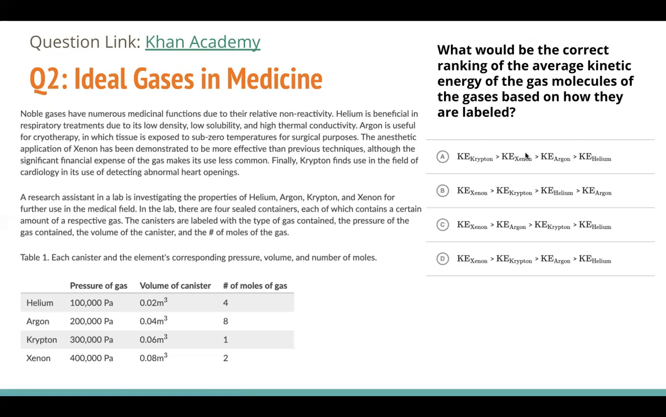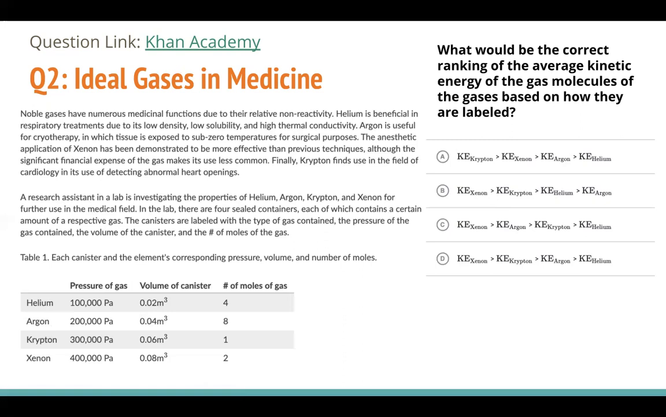But yeah, okay, so the first question is, what would be the correct ranking of the average kinetic energy of the gas molecules in the gases based on how they are labeled? The label is just each of these values in the table. So they're basically just asking the difference in the kinetic energy of the gas molecules. And to do this, we can use the ideal gas law.